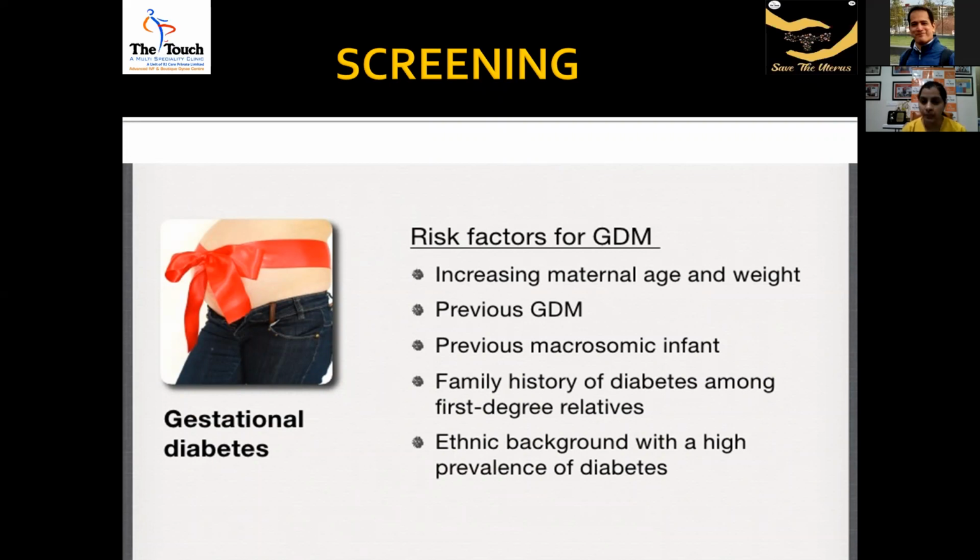What are the risk factors for gestational diabetes or diabetes during pregnancy? Increasing maternal age and weight, previous history of diabetes in your previous pregnancy, previous very big size baby, anything reaching 4 kg is considered to be macrosomic baby. Family history of diabetes among first degree relatives, because genes are considered to be one of the main reasons for developing diabetes. And ethnic background. It is especially true for the people who are living outside India, where there's too much of international population, in India, Asian population anyway is prone for diabetes because of the diabetic genes in them.